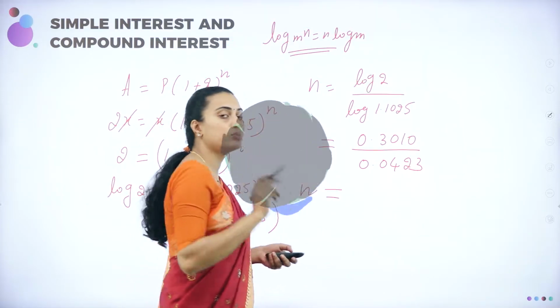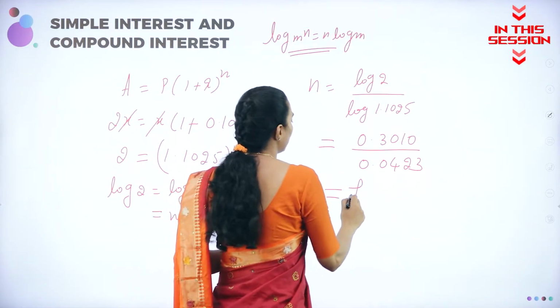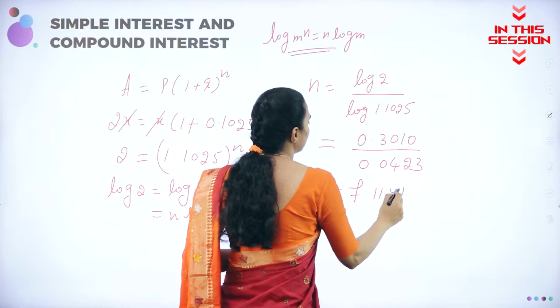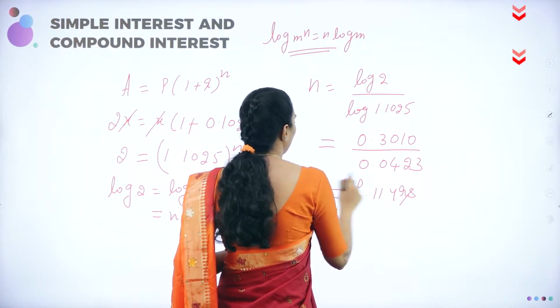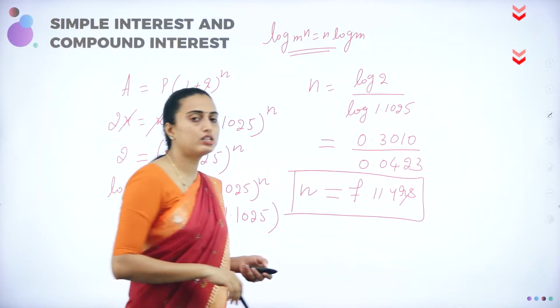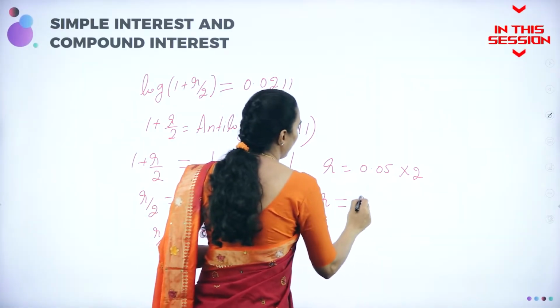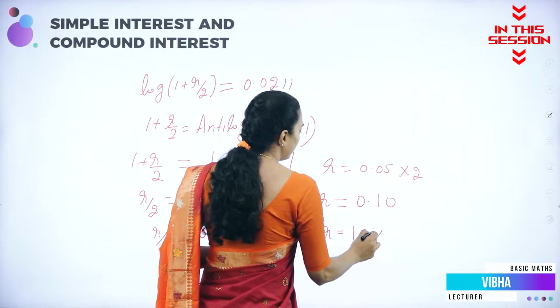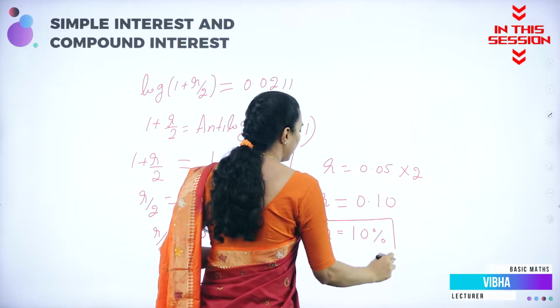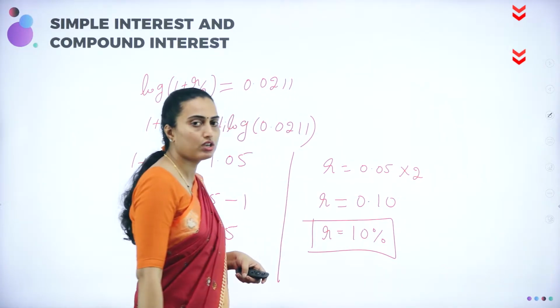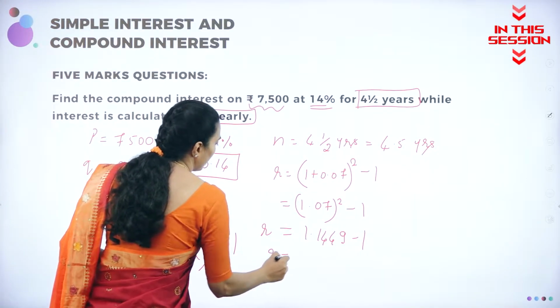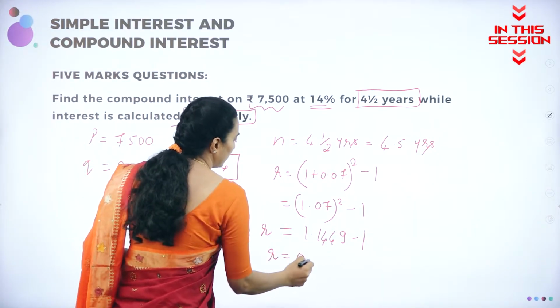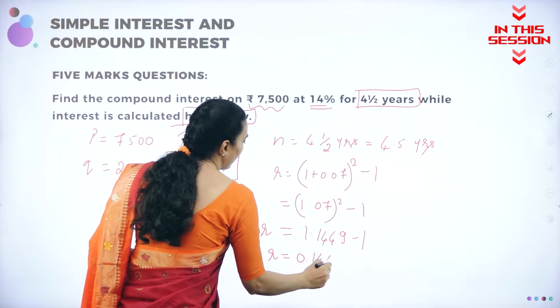So by dividing this, we are going to get n is equal to 7.11 years. So this is the value of n, what they've asked you to find out. 0.10. So r will be equal to, if you multiply by 100, you are going to get it as 10%. Therefore, r will be equal to 0. If you minus 1 that, 1449.